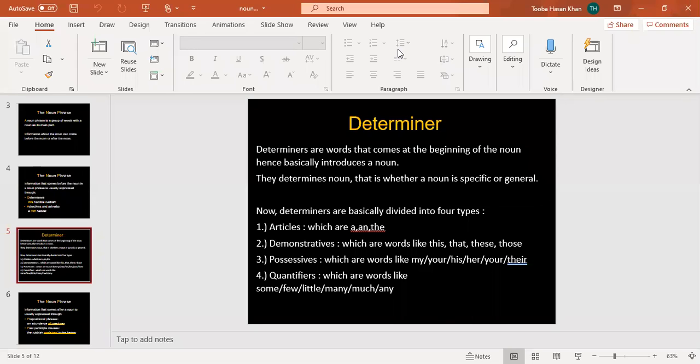Determiners are divided into four types. One are articles, which are a, an, and the. Demonstratives, words like this, that, these, these are called demonstratives. Possessives, for example, my, your, his, her, your, their. Words like quantifiers, they tell the quantity. For example, some flowers, few pencils, little, many, much, any. All of these words collectively are called determiners. So in a noun phrase, a noun could have words like these before the actual noun.